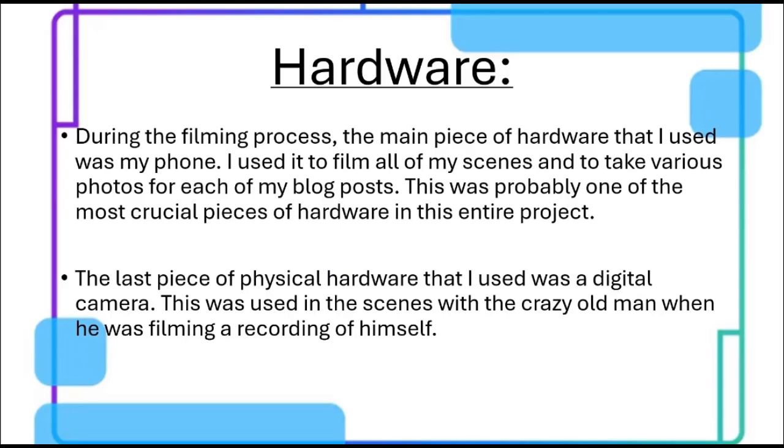During the filming process, the main piece of hardware that I used was my phone. I used it to film all of my scenes and to take various photos for each of my blog posts. This was probably one of the most crucial pieces of hardware in this entire project. The last piece of physical hardware that I used was a digital camera. This was used in the scenes with the crazy old man when he was filming a recording of himself.